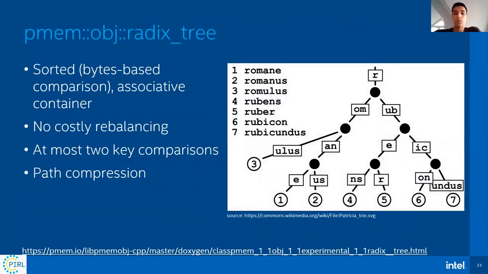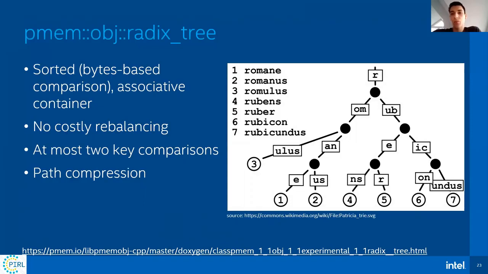Let's now move on to our single-threaded associative container. We decided to implement a radix tree, which has some nice properties for persistent memory. And for those who are not familiar, a radix tree consists of internal nodes, which hold an array of pointers to children, leaf nodes, which contain the key value pairs, and edges, which represent parts of the key. And we use those parts to navigate through the radix tree.